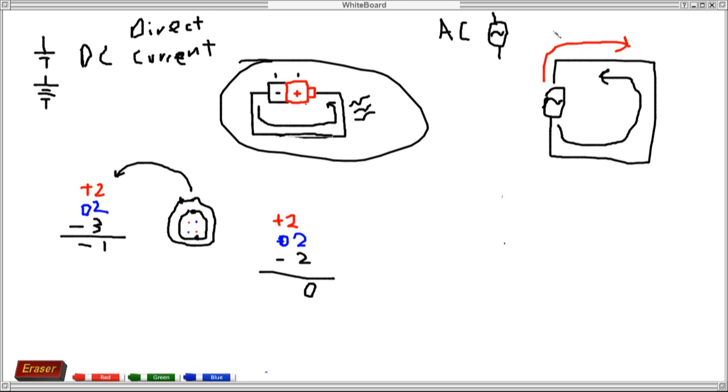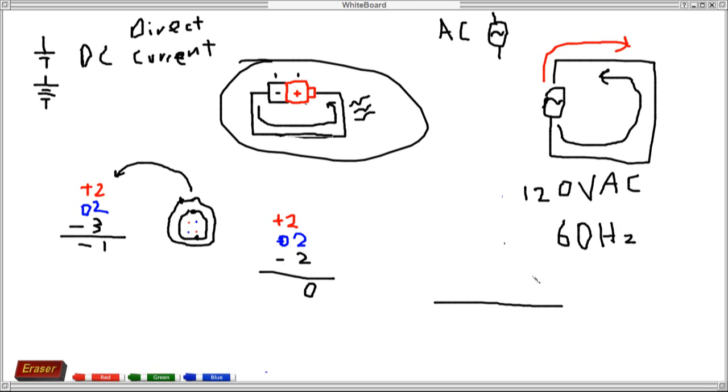So basically, when you look at your cell phone wall adapter charger, if you look in the back, it'll give you something like 120 volts AC, and you'll see something that says 60 hertz. Okay, 60 hertz. It means that basically it alternates 60 times in a second.